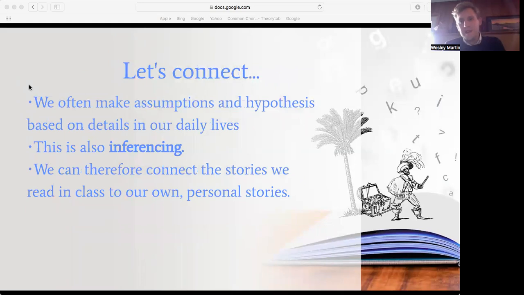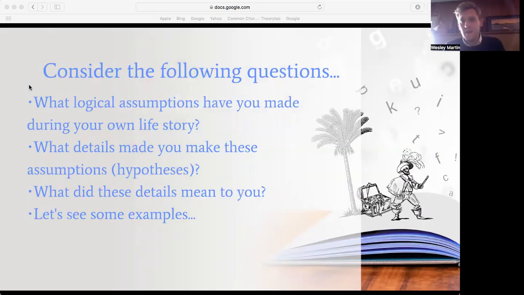So one other way we can teach this skill is by realizing that we often make assumptions and hypotheses based on details in our daily lives. And this is also a form of inferencing because we're noticing a detail and assuming that it means something, right? And then we go through our lives and our own personal stories, and we see if it's updated or if we need to update it, if it's validated or not. So we can consider the following questions. What logical assumptions have you made during your own life story? What details made you make the assumptions, and what did the details mean to you?